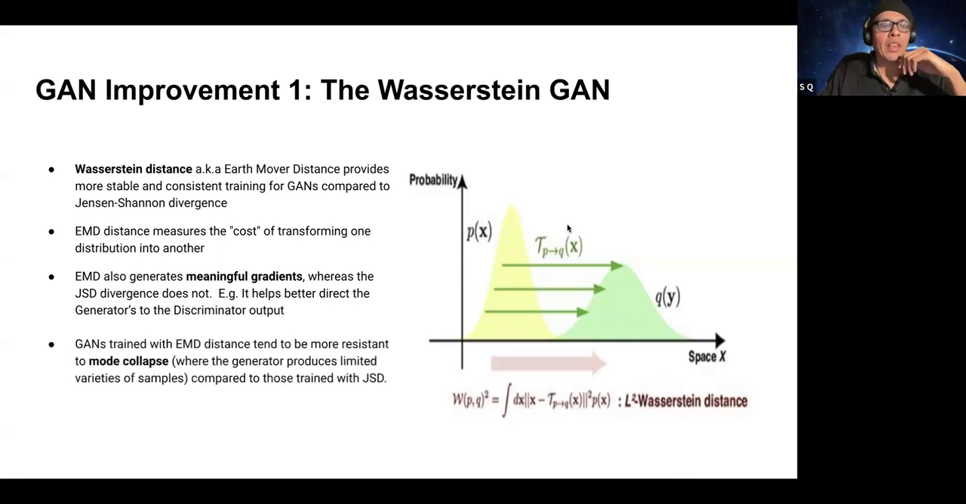So the GANs trained with the EMD distance tend to be more resistant to mode collapse. That means, again, I mentioned one of the problems with the original GAN architecture is that it kept generating the same face over and over again for different output requirements. And that is called mode collapse because the same face is the same mode of the data. So this metric avoids this, and other things about the Wasserstein GAN help avoid mode collapse.